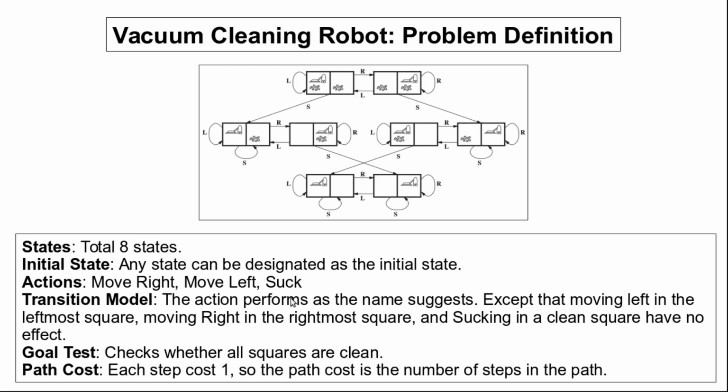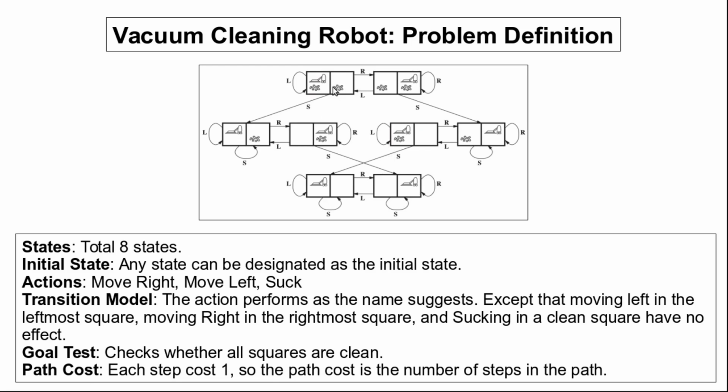And now the path cost. Let's say this is our initial state, and we have 2 goal states. This is a goal state where both the rooms are clean. We have another goal state where again both the rooms are clean. So if we can reach any of these 2 states, then we'll say that we have reached our goal.